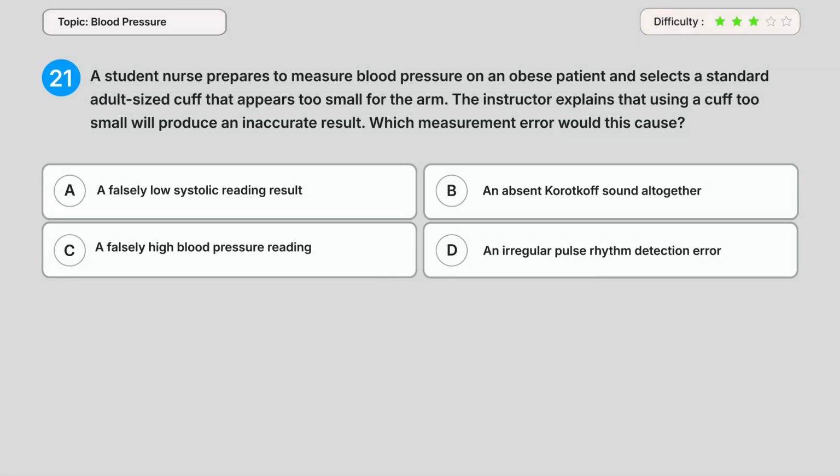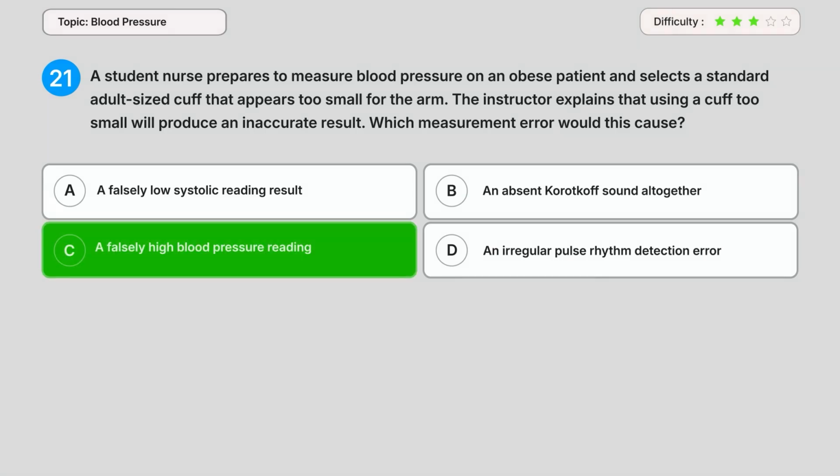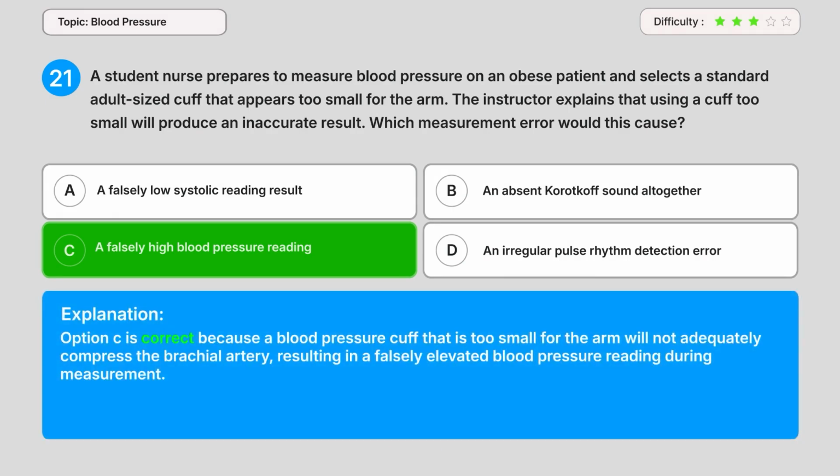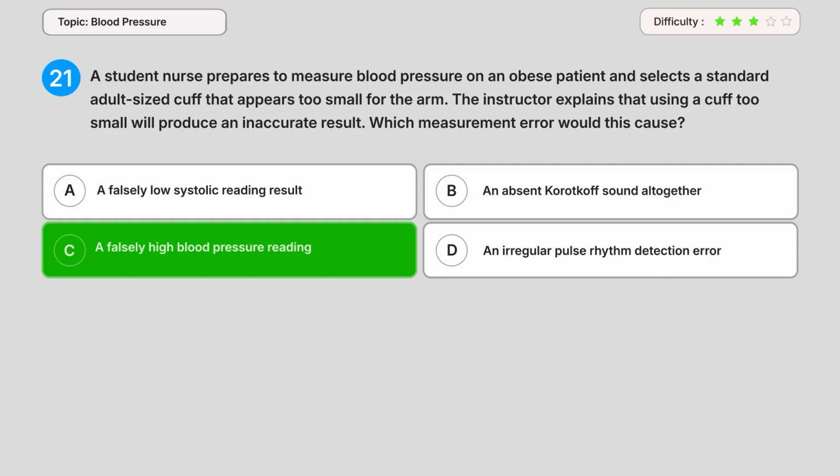Correct answer, C. A falsely high blood pressure reading. Explanation: option C is correct because a blood pressure cuff that is too small for the arm will not adequately compress the brachial artery, resulting in a falsely elevated blood pressure reading during measurement.